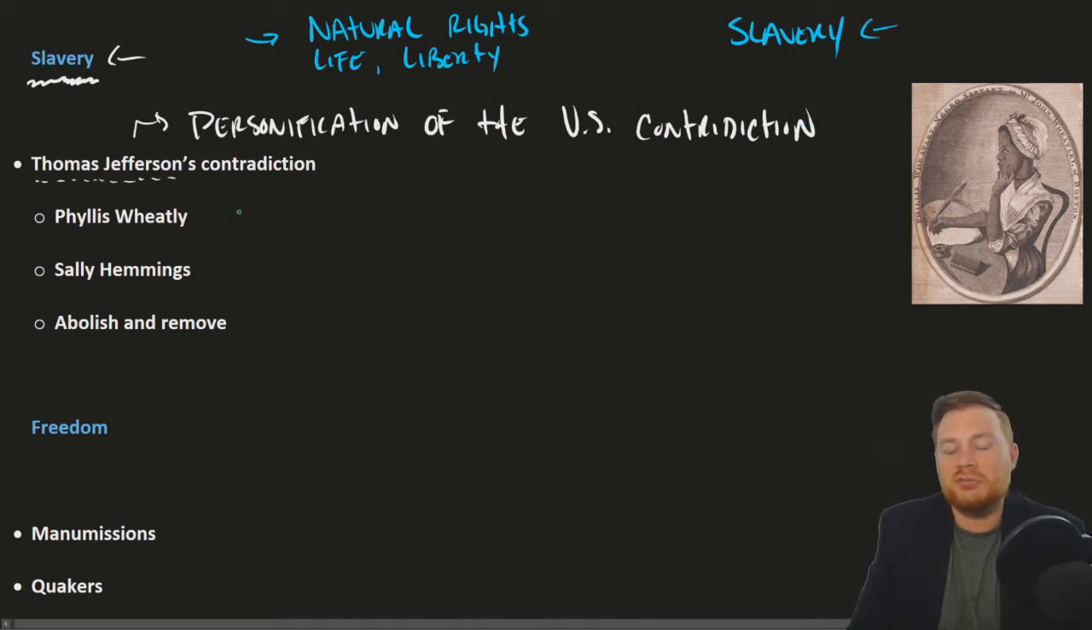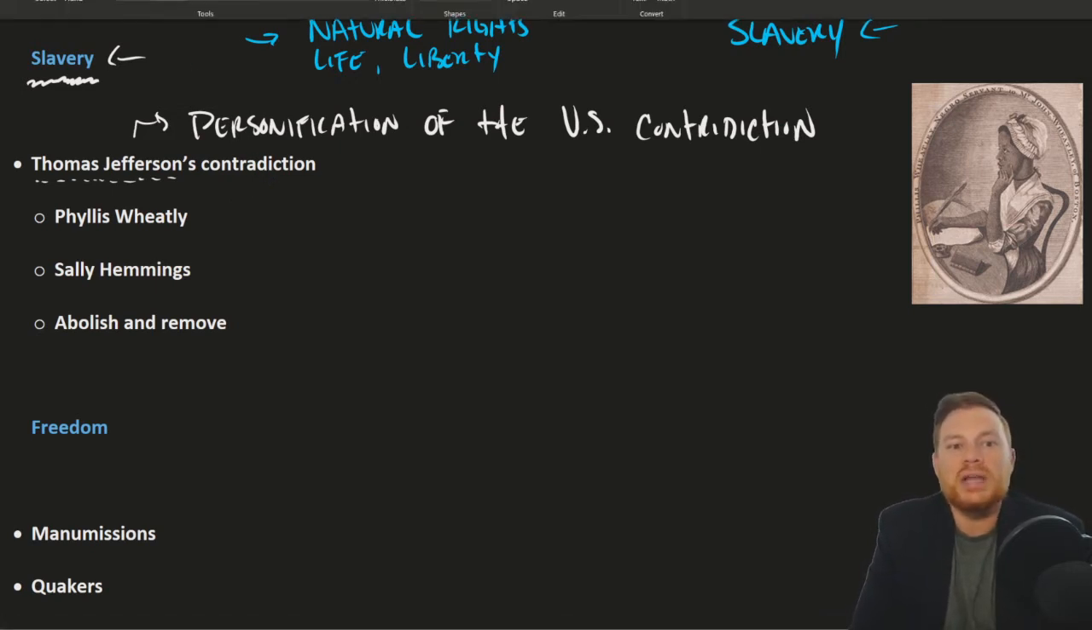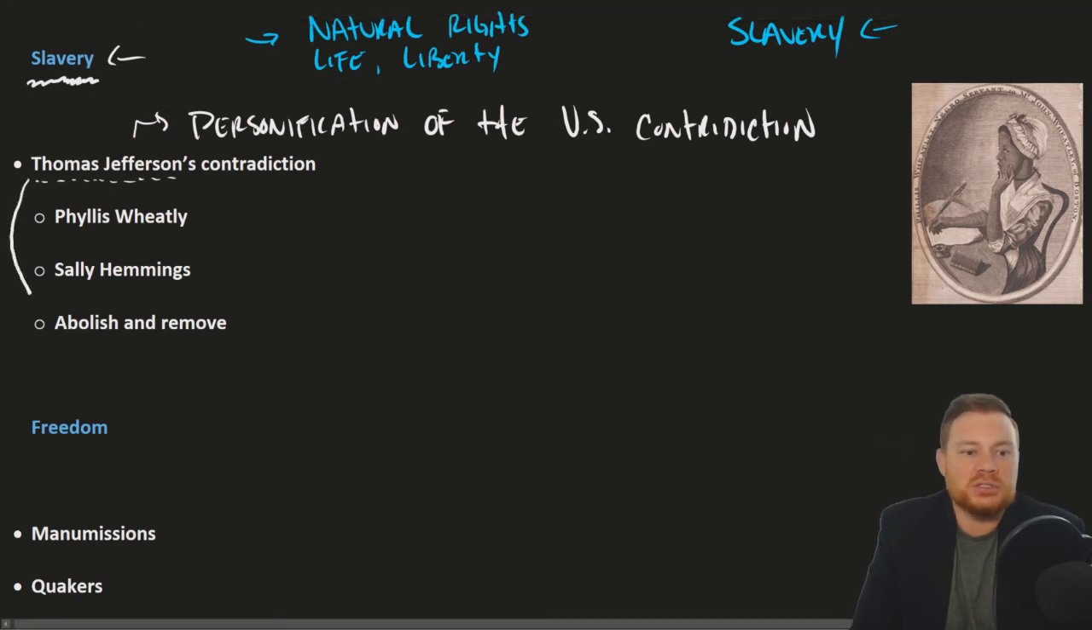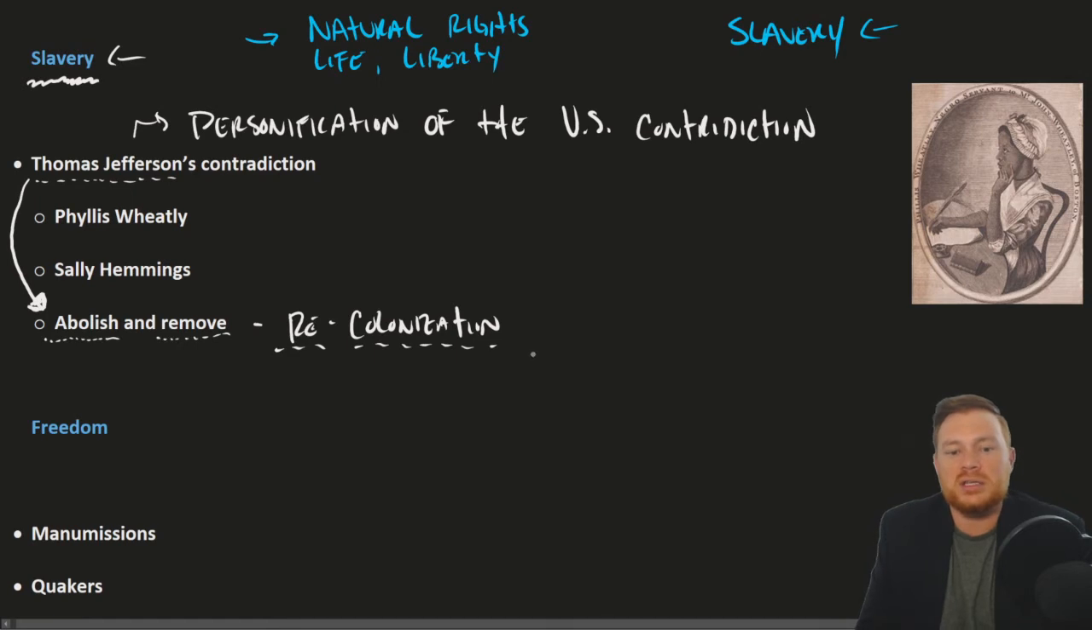Thomas Jefferson himself best represents this contradiction, because in his writing, at least, if you had only read what he had written, he sounds like he was against the idea of slavery. In many of his writings, he promoted the abolition of slavery, but also the removal of formerly enslaved Africans from the United States back to Africa, recolonization. This was a popular position held by a lot of anti-slavery whites in the United States at the same time.